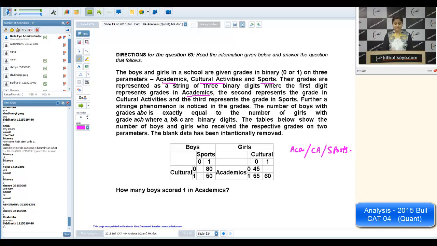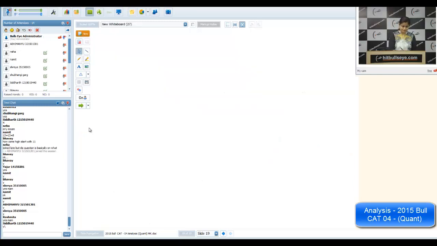Further, a strange phenomenon is noticed in the grade. Now, this was an important line. The number of boys with grades A, B, C is exactly equal to the number of girls with grades A, C, B, where A, B, C are binary digits. The table below shows the number of boys and girls who received the respective grades on two parameters. The blank data has been intentionally removed. Then there were questions. For example, I have picked one question, 63rd. How many boys scored one in academics? So let us see. There are three parameters.